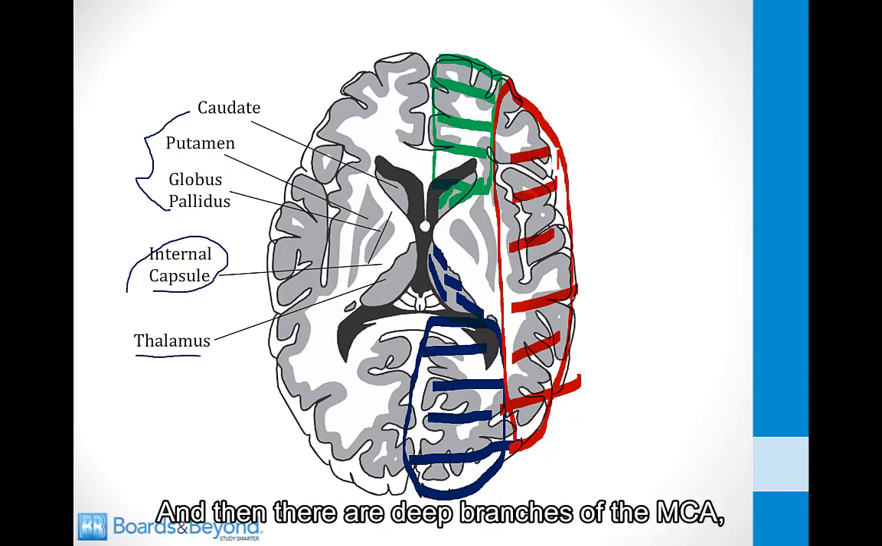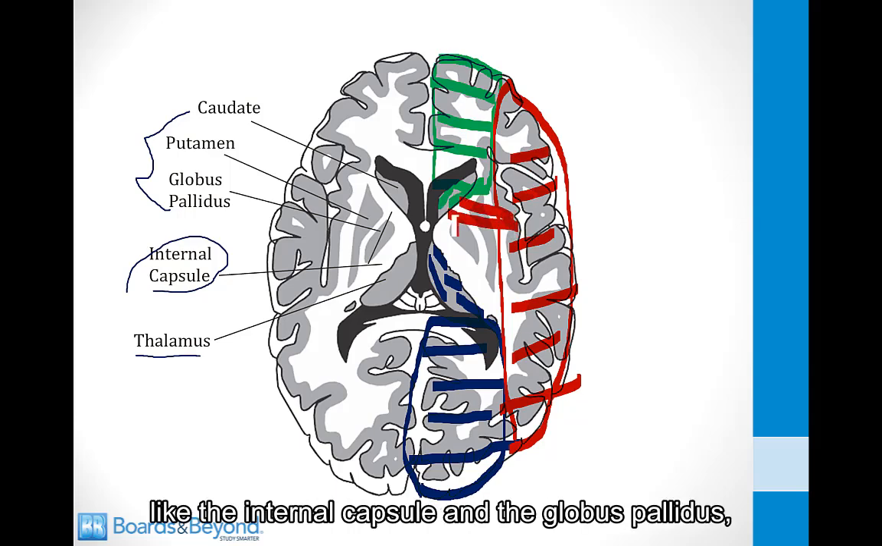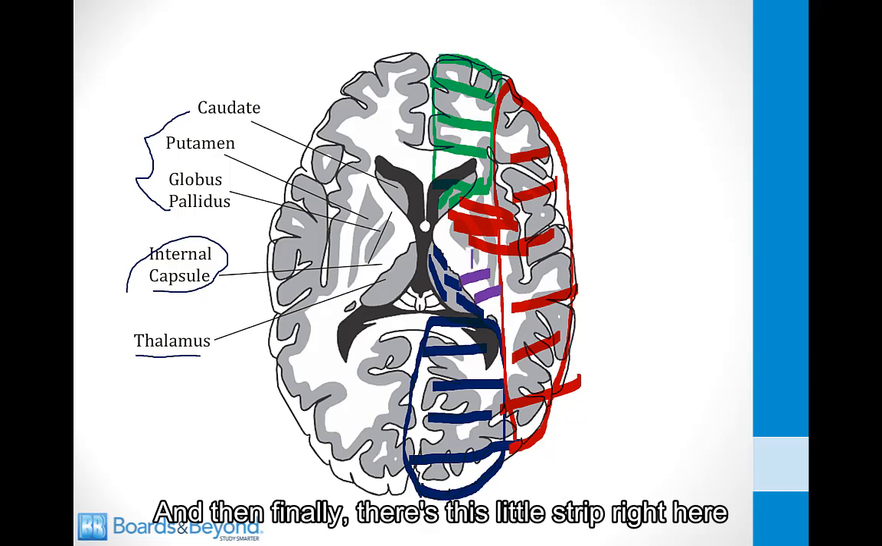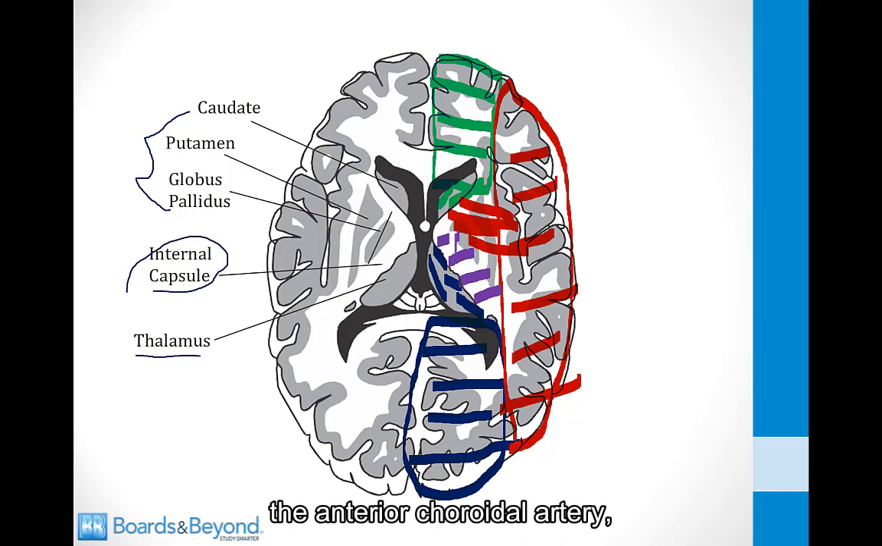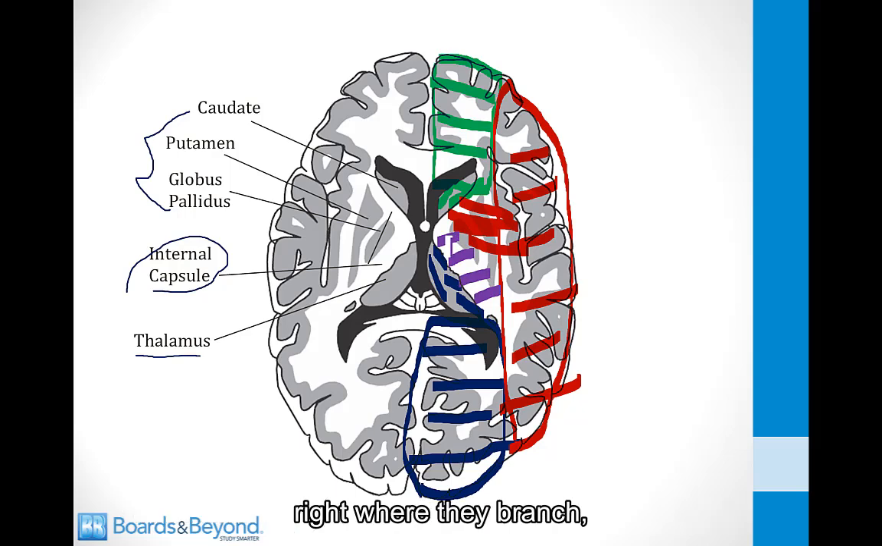And then there are deep branches of the MCA which get these structures down here, like the internal capsule and the globus pallidus and some of the basal ganglia structures. Those can all be damaged by deep branch strokes of the MCA. And then finally, there's this little strip right here that's supplied by a vessel called the anterior choroidal artery, which kind of comes off the internal carotid and MCA right where they branch, and that gets this posterior limb of the internal capsule right here.